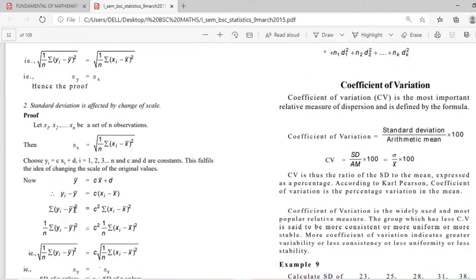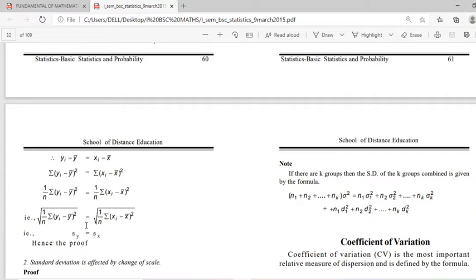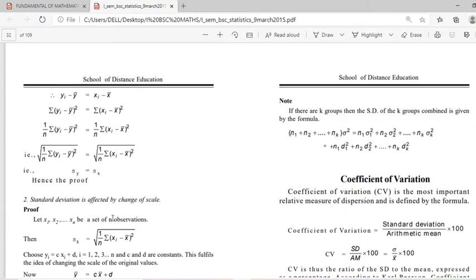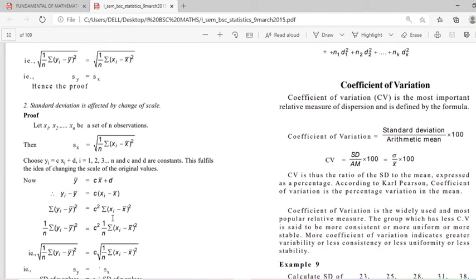So now the second property: standard deviation is affected by change of scale. Note that the standard deviation is the same for y and x. That means standard deviation is not affected by change of origin. But at the same time, the second property says that standard deviation is affected by the change of scale.